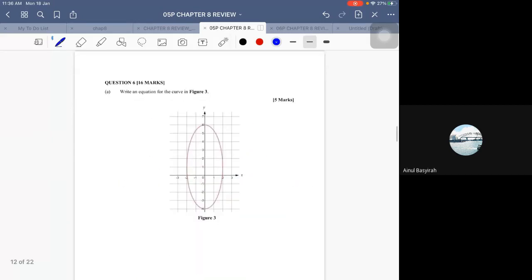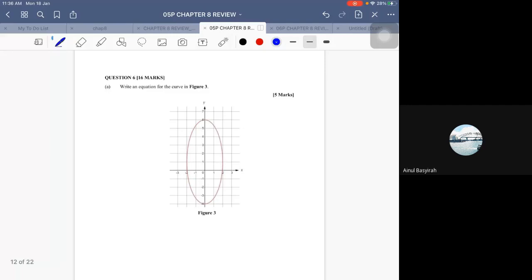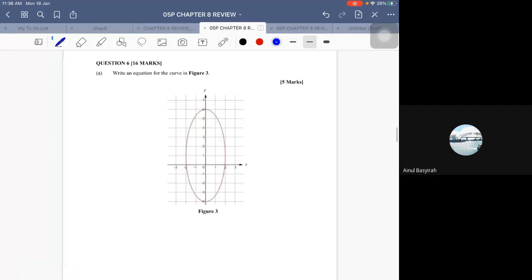So if you don't have any problem in terms of parabola, so next we're going to have a look at ellipse. Okay, So question number 6, soalan ni 16 markah. Soalan pertama 5 markah. Dia kata write an equation for the curve in figure number 3. So dia bagi kita equation, bagi kita graph and dia suruh figure out apa dia equation for this particular ellipse. Okay, idea dia adalah, so bila kita nak cari equation of ellipse, kita kena tahu apa dia punya standard form.